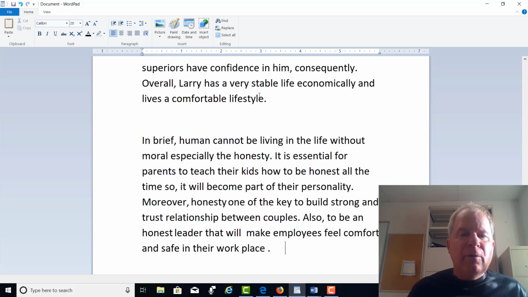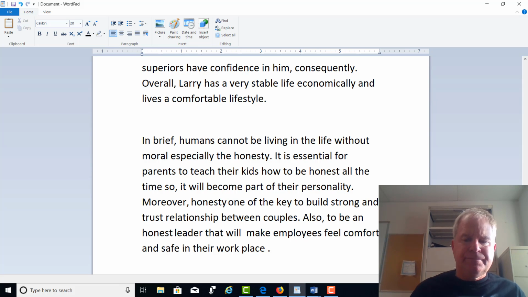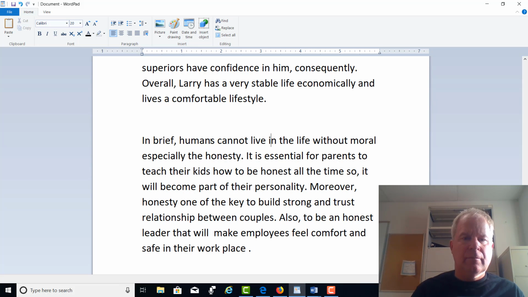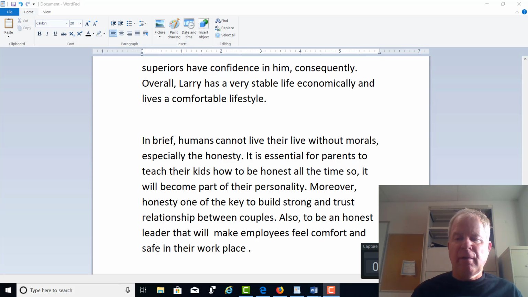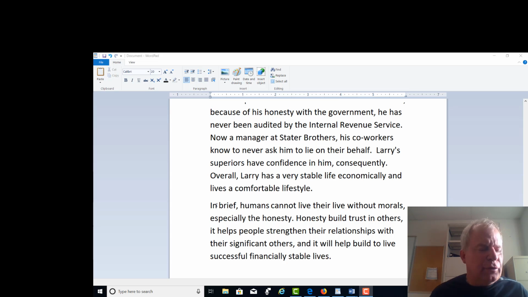Okay, then we need our conclusion. Our conclusion just kind of restates the ideas here. In brief, humans cannot live. I'm going to change this to their lives without morals, maybe a comma, especially honesty. Then we have to change this slightly so that it addresses what we did in the body paragraph. In the conclusion, you can say this.